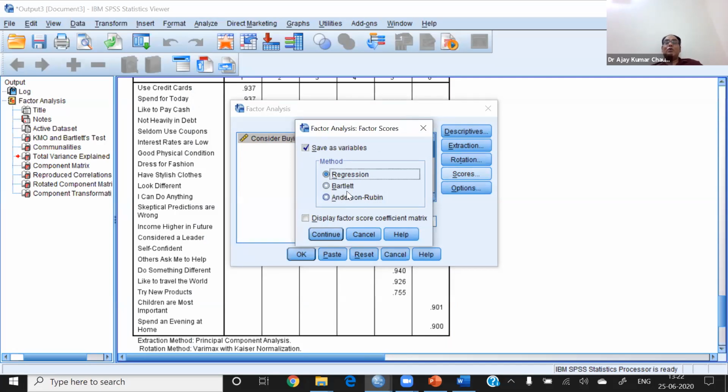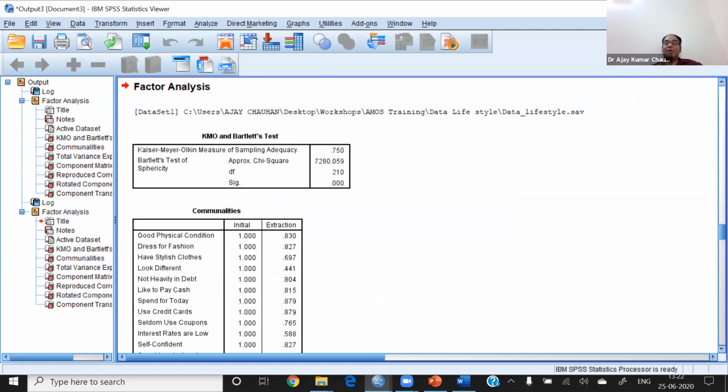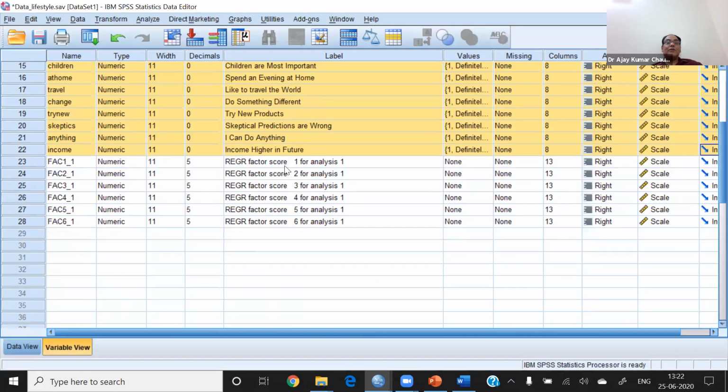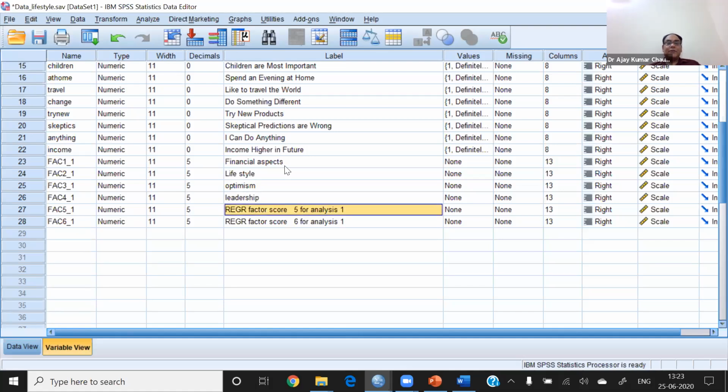But most people, because they don't know the meaning of Bartlett and Anderson-Rubin, click on the regression. So I am also clicking on the regression, and Continue, and OK. After that, you can see that my factors come here in the data. All the factors are coming, and the first factor name is financial aspects. Second factor is the lifestyle. And the third factor was optimism. And the fourth factor was leadership. And this factor was innovativeness. And this factor was family orientation.